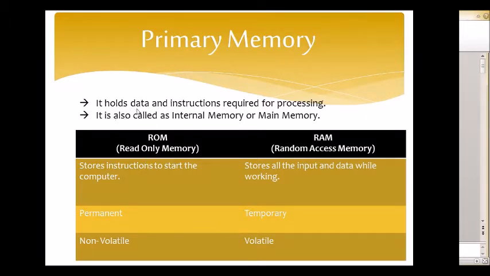First of all, what is this primary memory? It holds data and instructions required for processing. What are these instructions and data required for processing? We'll see here. See, ROM, that is read only memory. As the name itself tells us, we can only read this. We cannot copy anything into ROM or store any files in this ROM. So this stores all the instructions to start the computer.